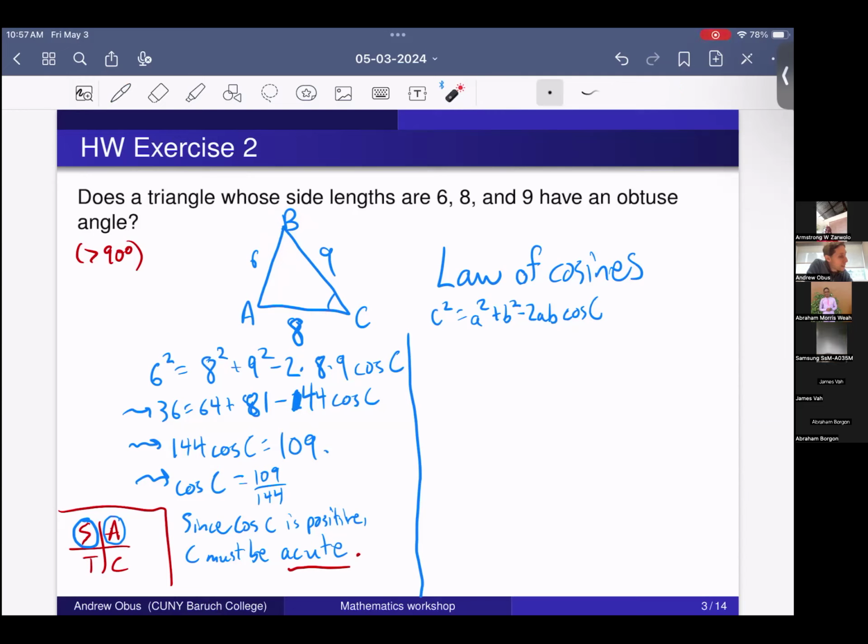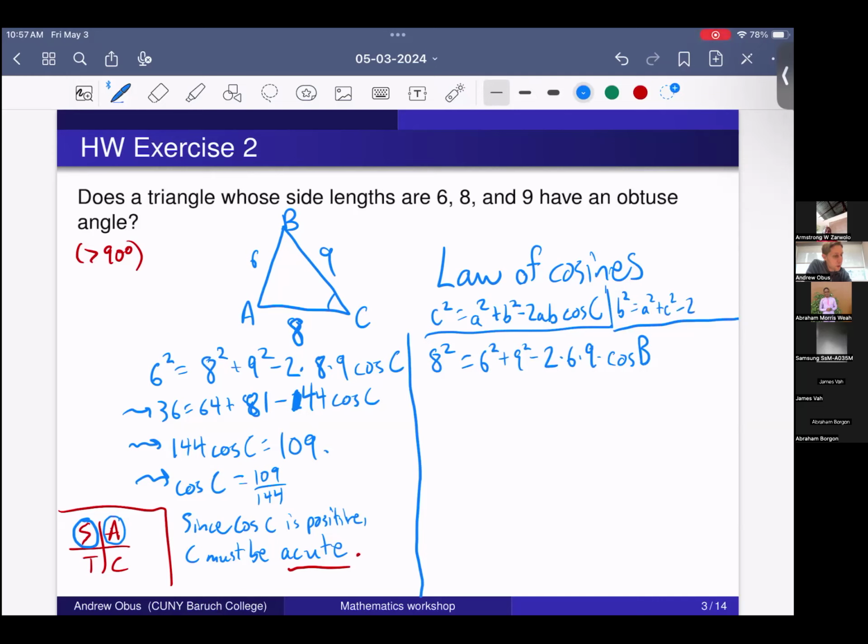Well, I can take the opposite side. That's going to be 8 squared is going to be equal to, if I'm doing angle B now, 6 squared plus 9 squared minus 2 times 6 times 9 cosine of B. This is because I have one formula for the law of cosines, but you can also just permute the letters. So b squared in general can be a squared plus c squared minus 2ac cosine B. That's also just a version of the law of cosines. You've just labeled your triangle differently.